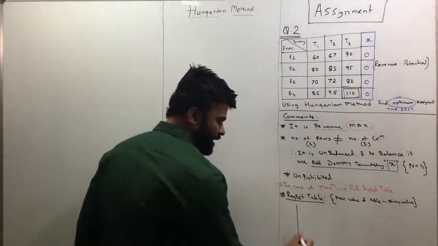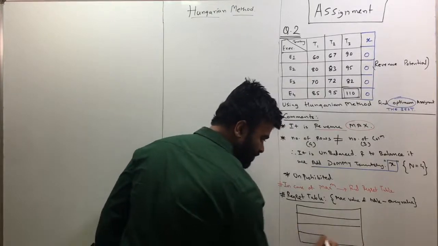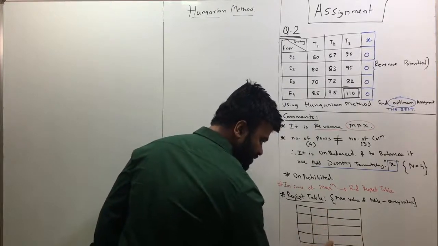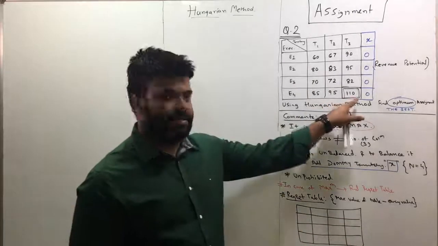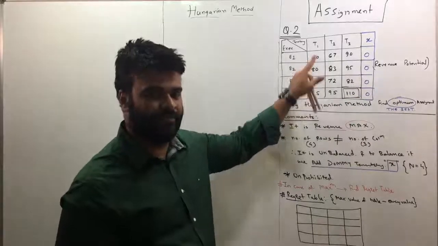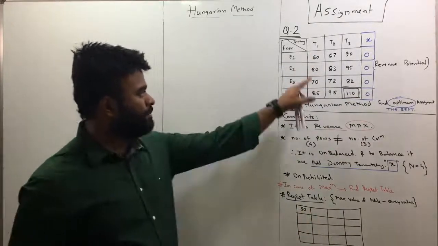Let me quickly draw a regret table. I get a regret table like this, with rows 1, 2, 3 and 4, and columns 1, 2, 3 and 4. Now let me do this calculation. The highest number is 110. You subtract 60 from that, which gives me 50. Then 110 minus 80.